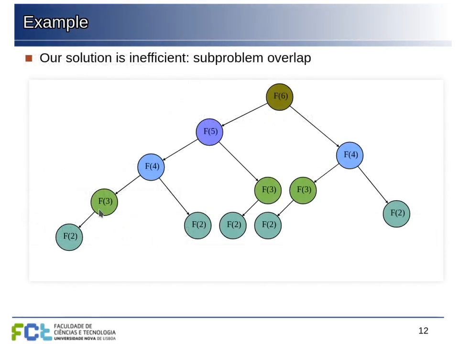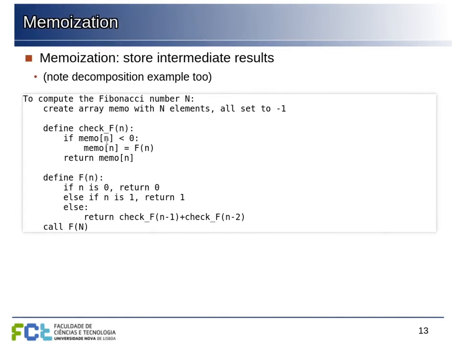So in the case of f3, the other branch is f1. We don't need to compute anything because f1 we know is 1. But then for f4, the other branch is f2, and so on. So if each time we compute one of these, we store it, we can skip all the repeated computations that we are doing on that tree.